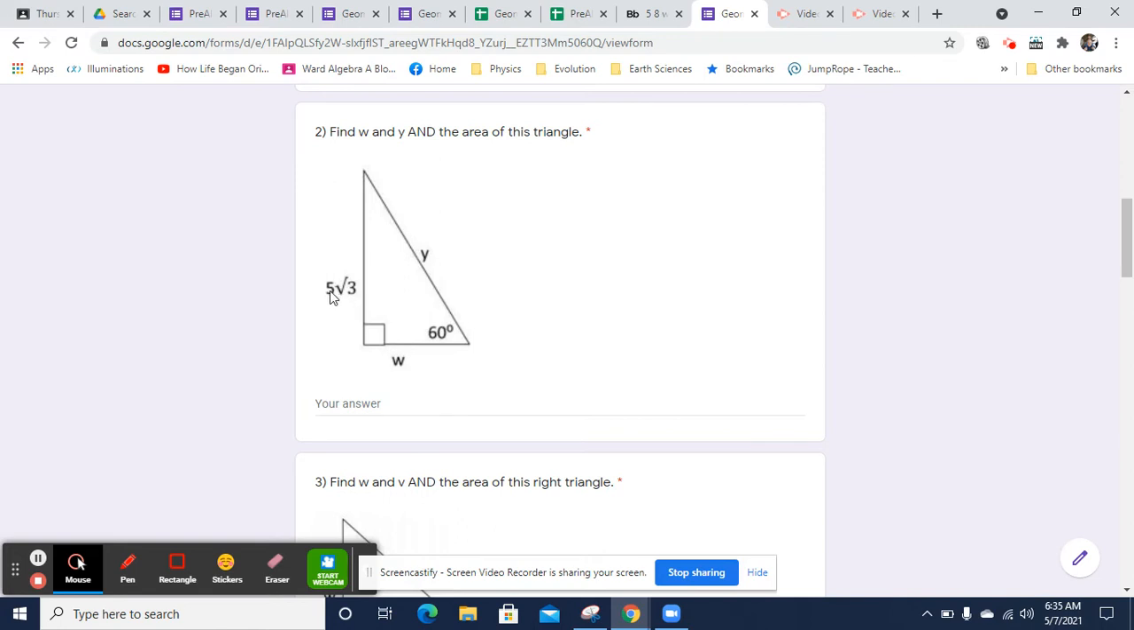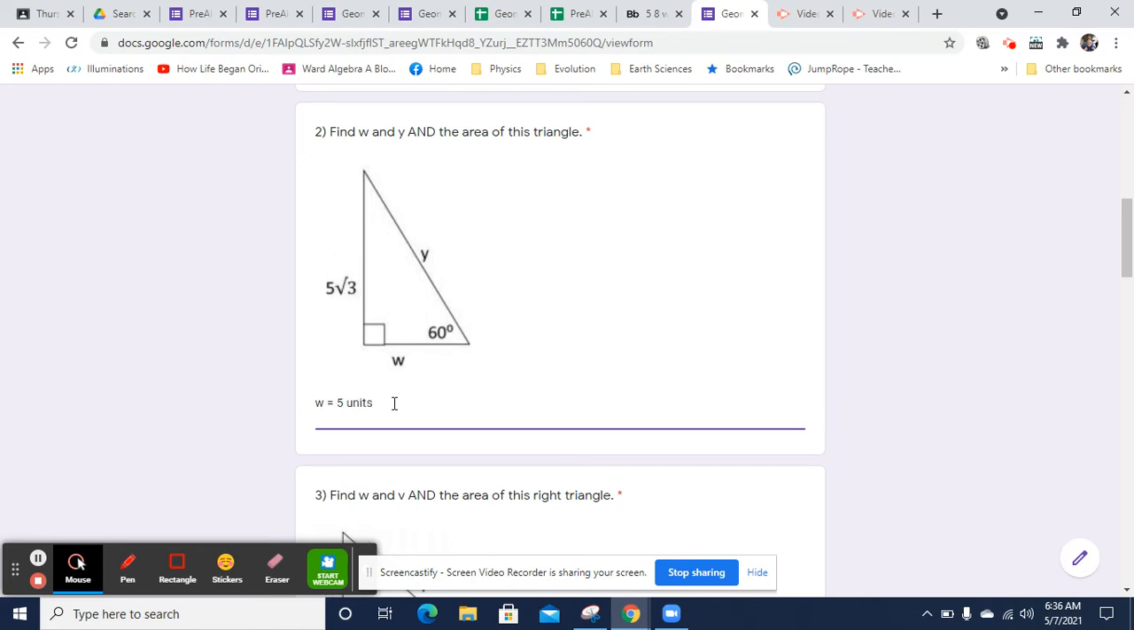So this is the times root 3 side. It's the side opposite 60 degrees. The side opposite 30 degrees is the 1 side. So it's 1 to root 3 to 2 is the relationship. And so that means that if this is 5 times root 3, this W has to be 5. So W equals 5 units. And Y is twice what W is, so that's going to be 10 units.